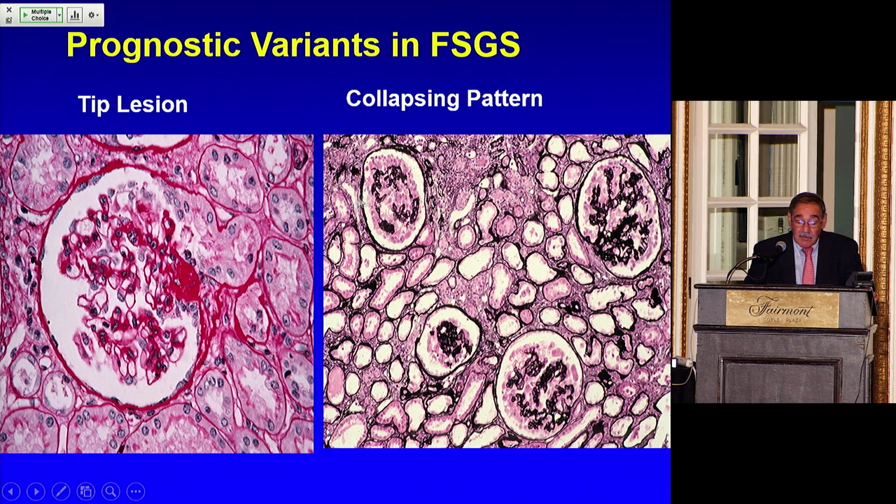Now, prognostic variants, there are two. When you look at the classification, it's called the Columbia classification, but I only used two parts of our own classification. One is tip lesion. If you see a defect here at the pole that goes into the tubule, the tubular pole, right at the tip it's called, if that's the sclerosing one, that has a very good prognosis. If you see collapsing of the glomeruli, that has a bad prognosis. Collapse is bad, tip is good.